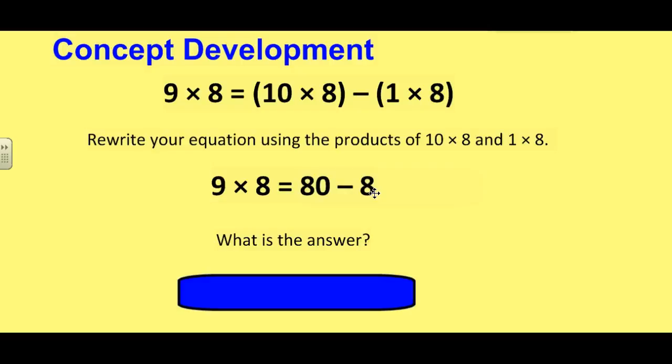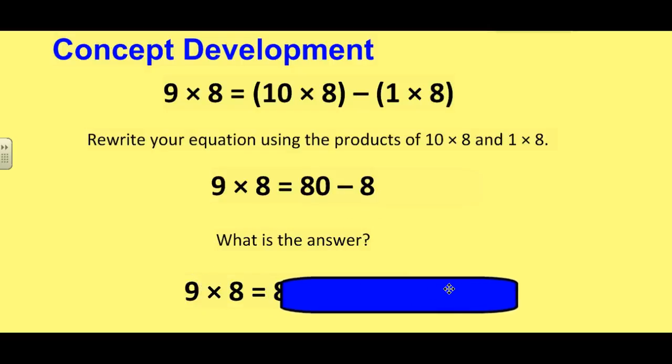So 10 times 8 was 80, and 1 times 8 was 8. So we have 9 times 8 is equal to 80 minus 8. So now we just have to figure out what is the answer to 9 times 8. So we still have our 9 times 8 equals. So all we have to do now is figure out what was 80, take away 8.